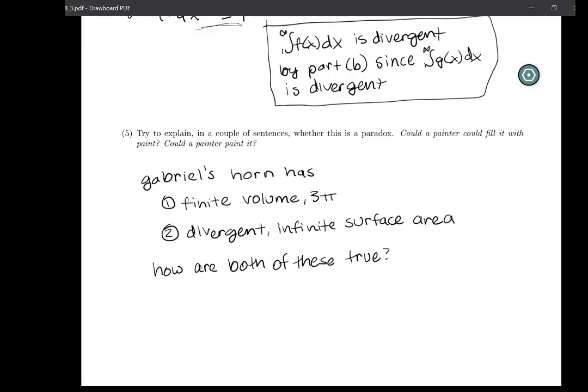So I'll just leave the explanation there. You can look up more videos about this if you want to see someone work through a more thorough version of Gabriel's horn.